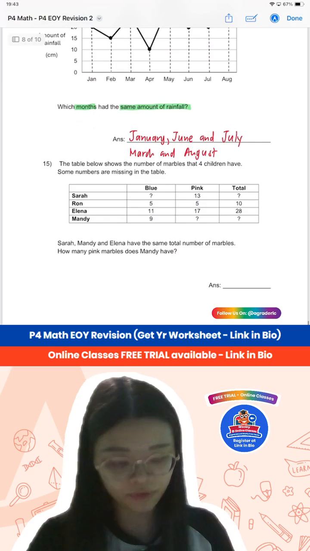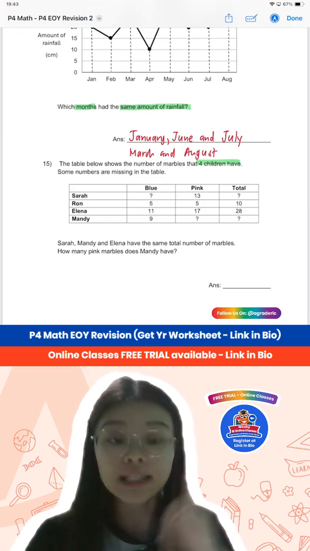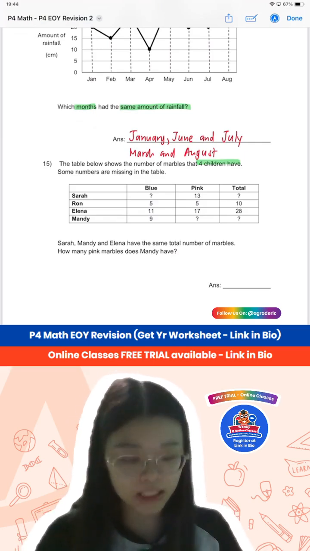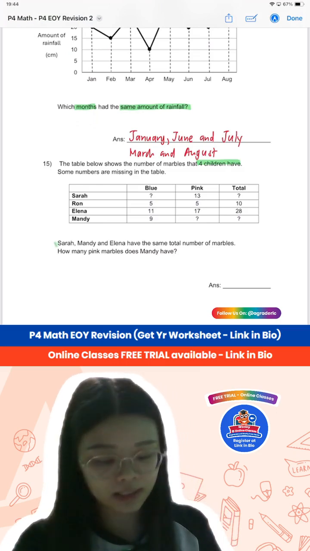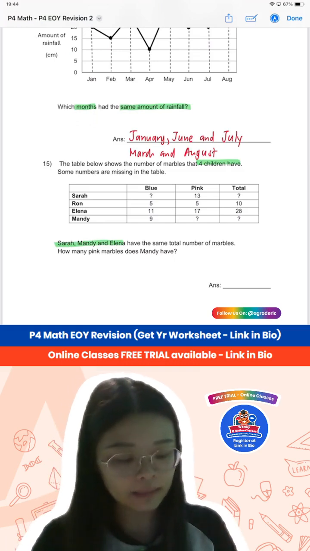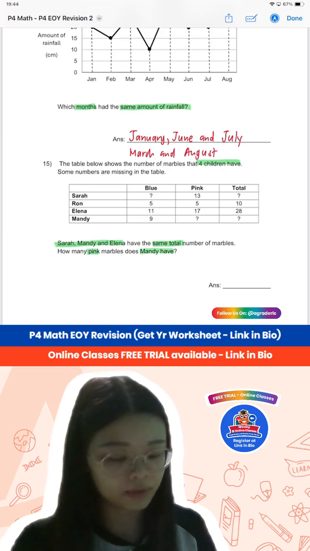Question 15. The table below shows the number of marbles that 4 children have, and some numbers are missing in the table. So can you read the table on your own? And then they say Sarah, Mandy, and Elena have the same total number of marbles. How many pink marbles does Mandy have?